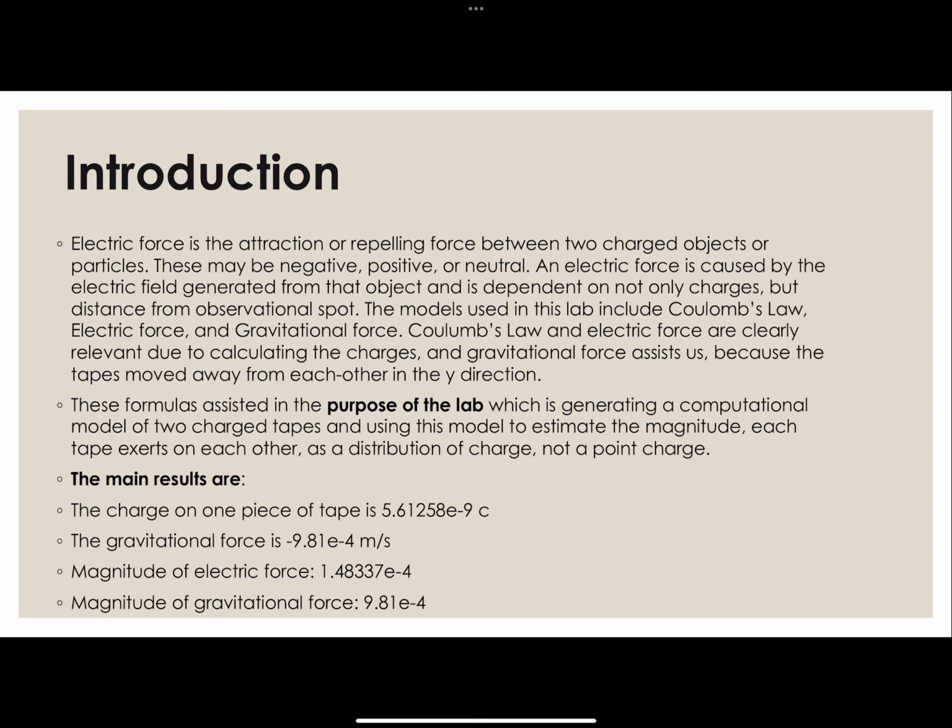The main results are: the charge on one piece of tape is 5.6 times 10 to the negative 9. The gravitational force is negative 9.8. The magnitude of the electric force is 1.4 times 10 to the negative 4, and the magnitude of the gravitational force is 9.8.